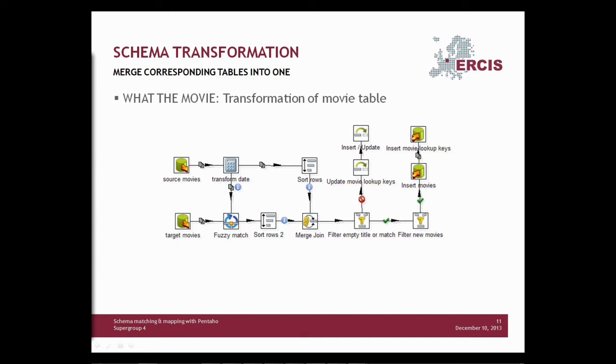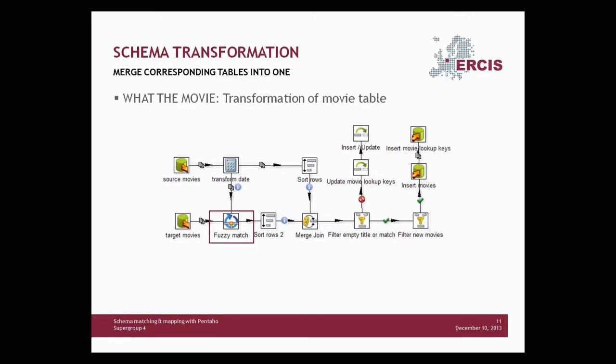Therefore, the first step of the transformation after importing the source and the target movie table is to split up the date using a calculator element in Pentaho. The second step is to use a string matching algorithm in order to avoid duplicates in the target database.